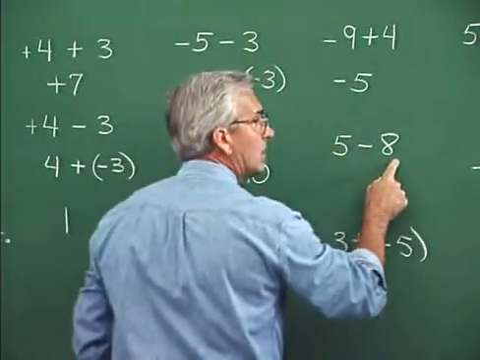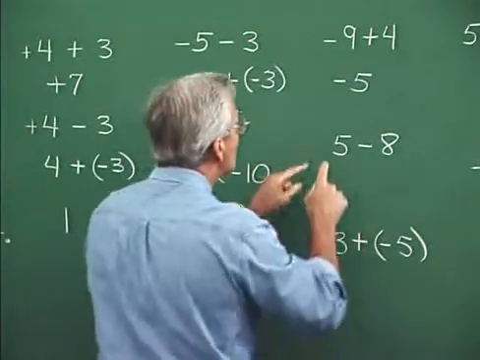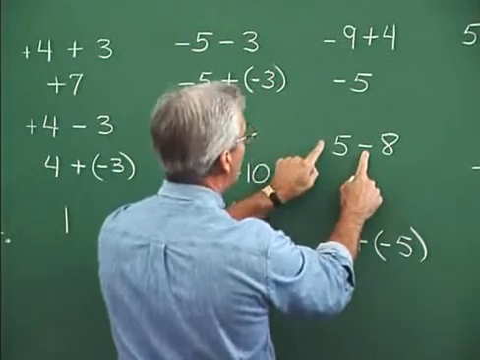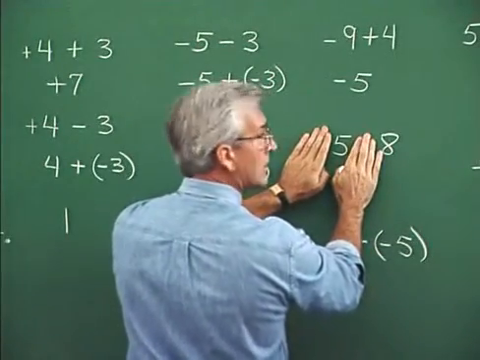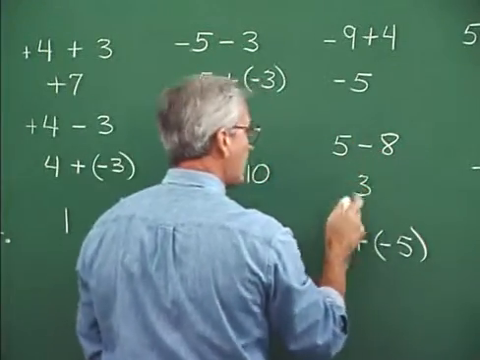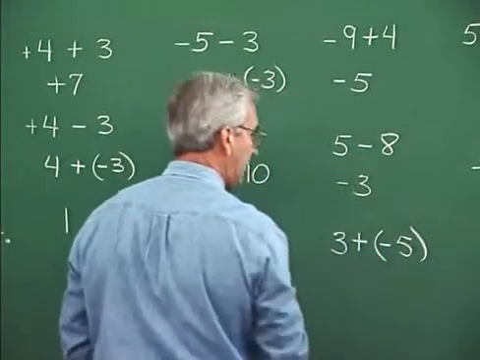5 minus 8. Well, that's 5 plus negative 8. We know that, though. So we just look at it in terms of sign difference here, understood plus, and this is clearly minus. So the signs are different. Let's subtract the digits. We take 5 from 8 to give 3, and then we attach the sign of the larger digit. It's negative, so we get negative 3 here.